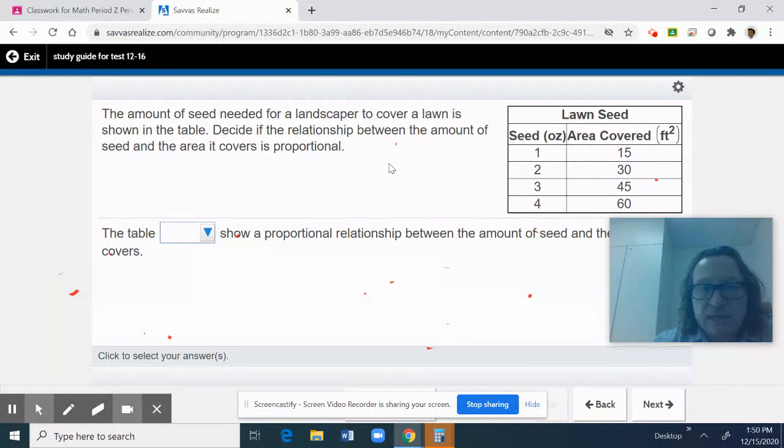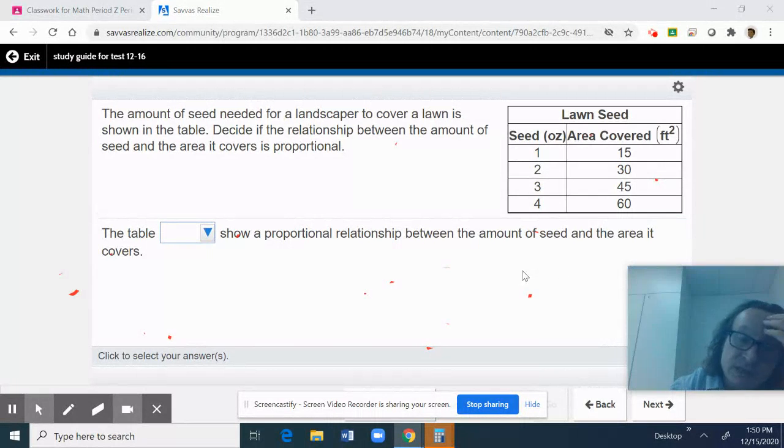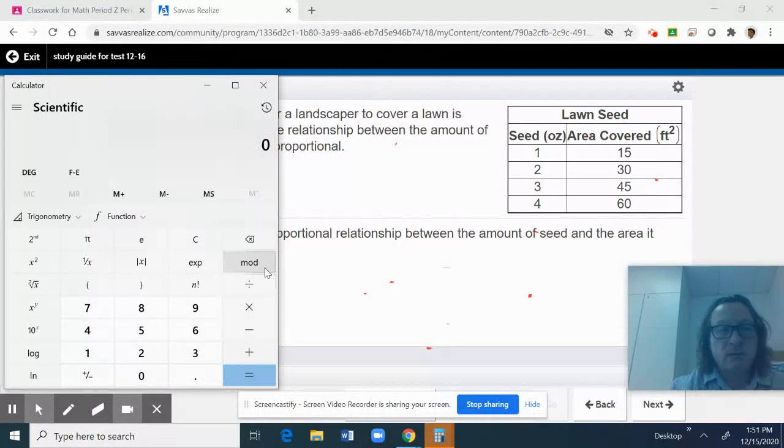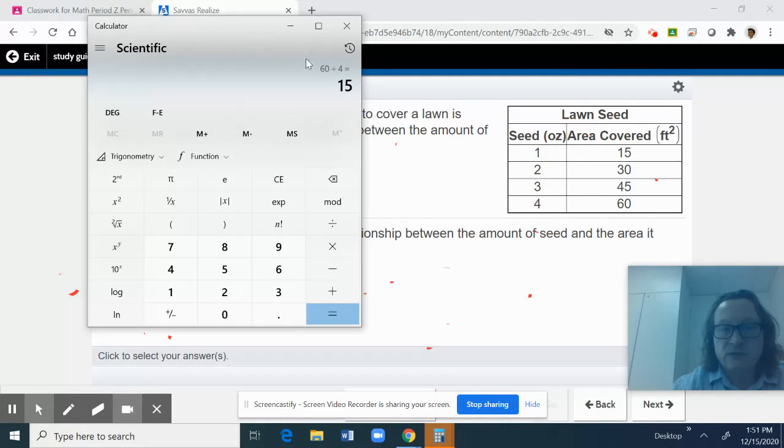The amount of seed needed for landscaping to cover the lawn is shown in the table. Is this proportional? So we did a lot of questions like this on Tuesday. We wanted the relationship of y divided by x to be the same for all of them for proportional. So I would grab my calculator, pick any one. I would look at 15 divided by 1. That's for the first row. I want to look at 30 divided by 2. I also got 15. 45 divided by 3 is 15, and 60 divided by 4. They're all 15, so we would say this is a proportional relationship.